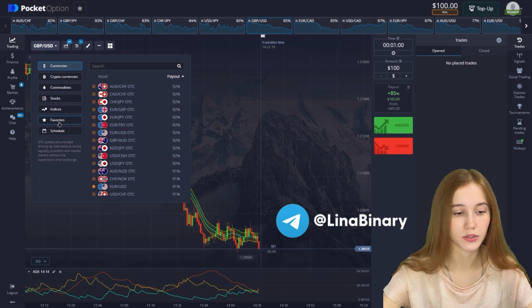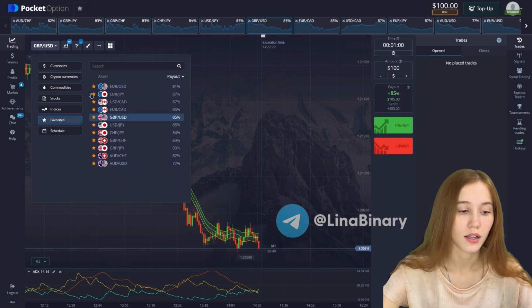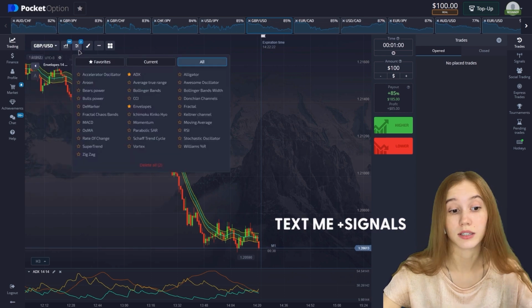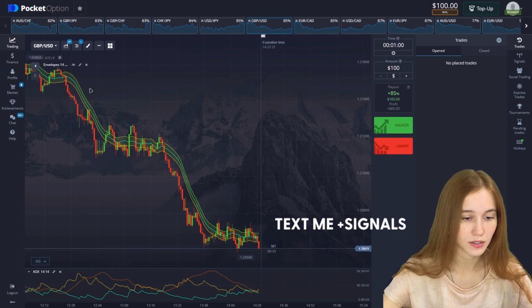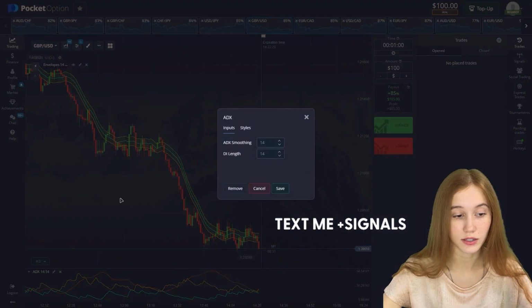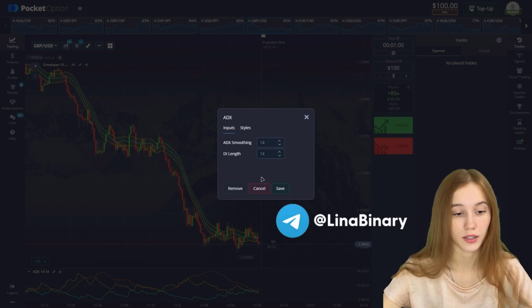So we'll also use two necessary indicators today. These are ADX and envelopes. Let me tell you a little about these indicators. I'll start with the first one. Here are the settings for this indicator. ADX, let me tell you how it works.